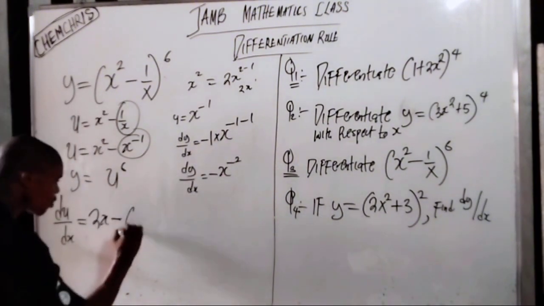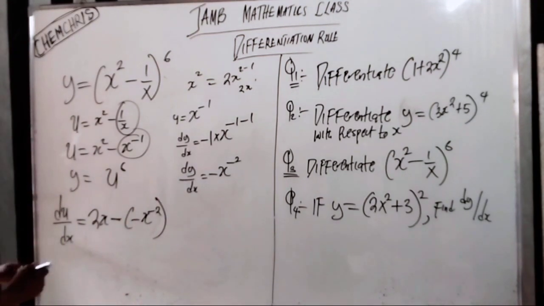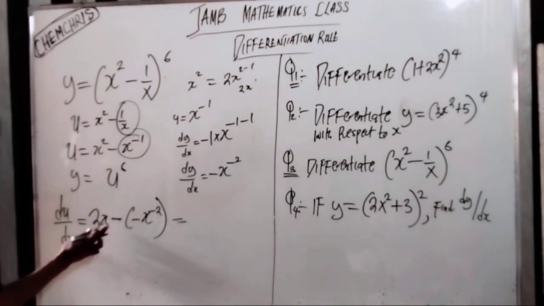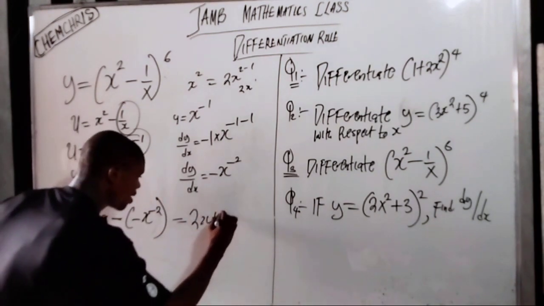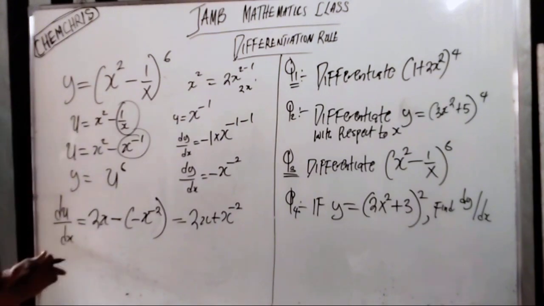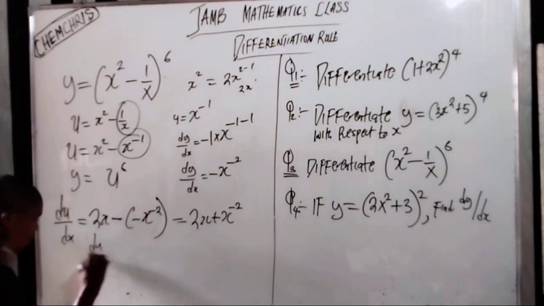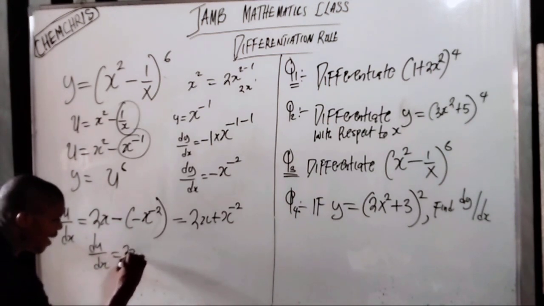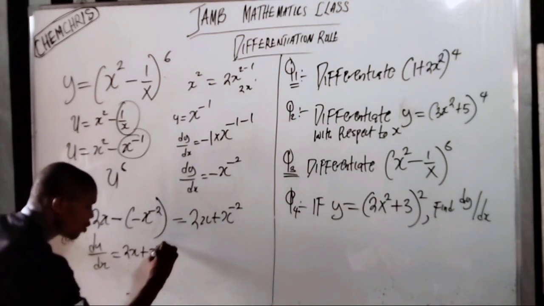So we're going to have minus x raised to minus 2. That is it. So when you open the brackets, what are you going to get? Minus times minus is plus. So here we have 2x plus x raised to the power minus 2. Therefore, my du over dx is 2x plus x raised to the power minus 2.